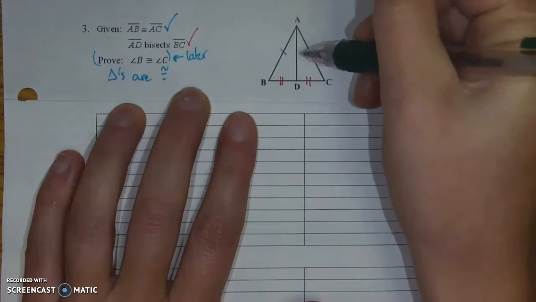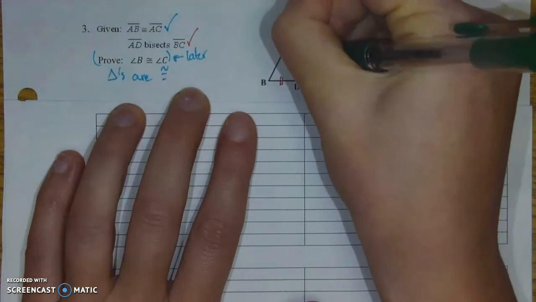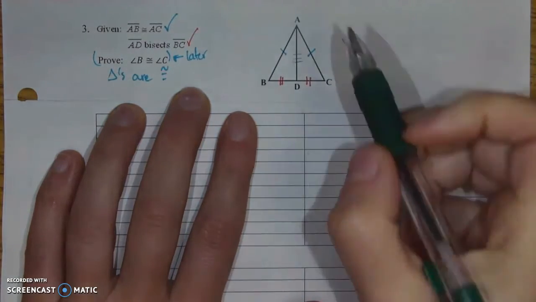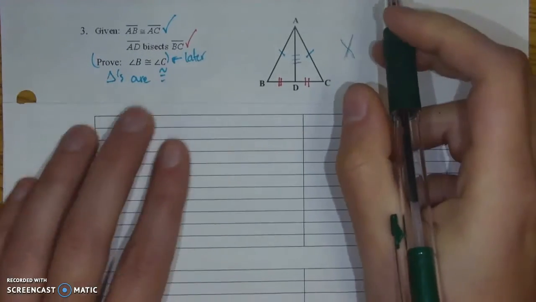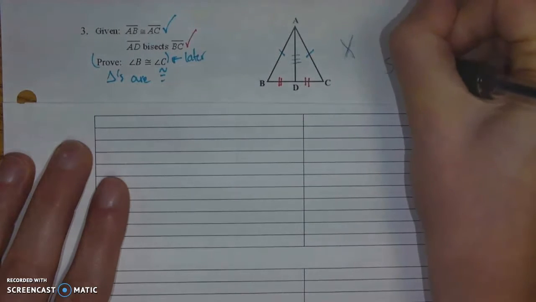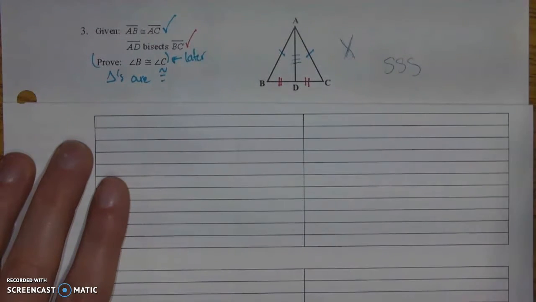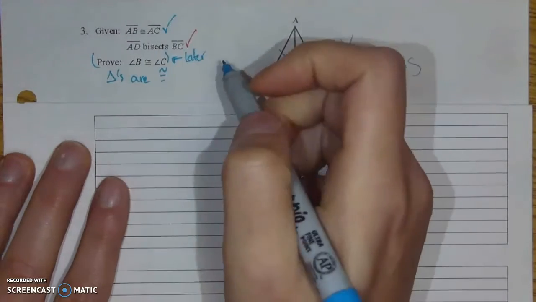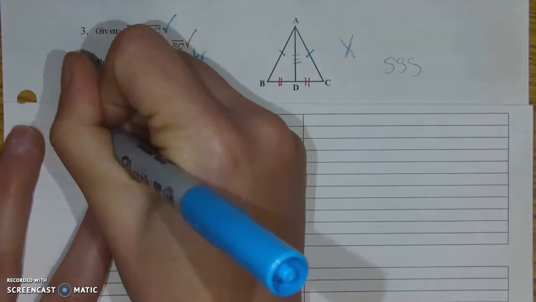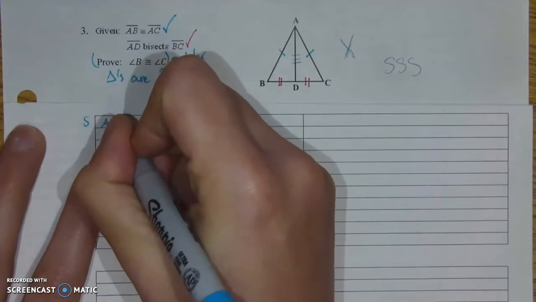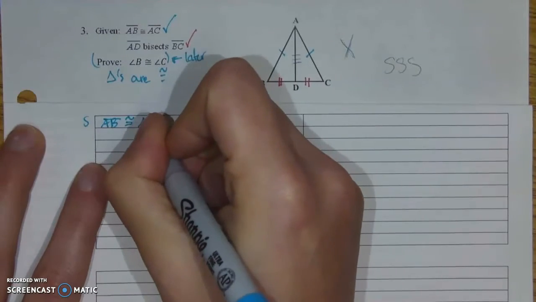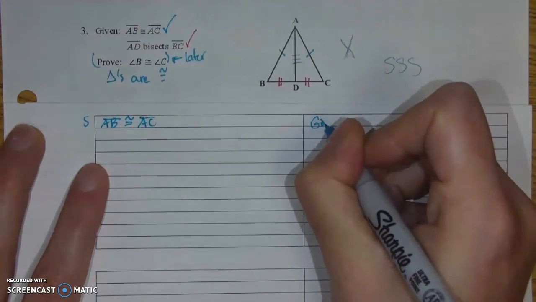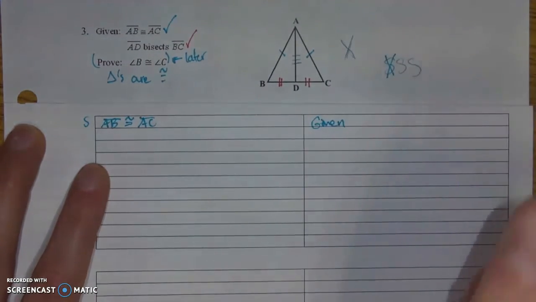But I do have a shared side, and that is the reflexive property helping me out here, because that tells me that AD is congruent to itself, which means I currently have side, side, side, and I can prove that the triangles are congruent. So I'm going to go through this in the order that it was given to me, starting with AB is congruent to AC, and that is given, and I've already proven one of my sides.